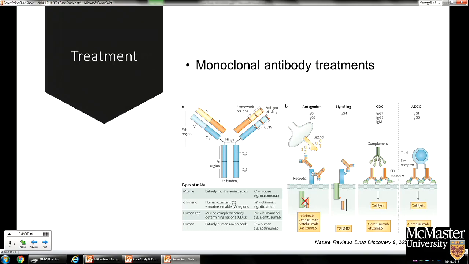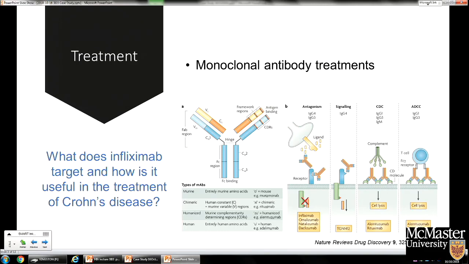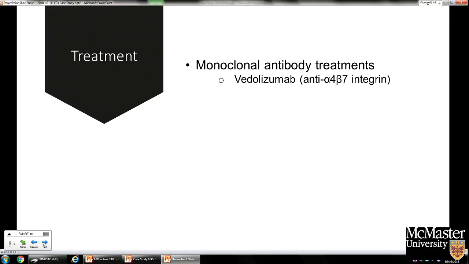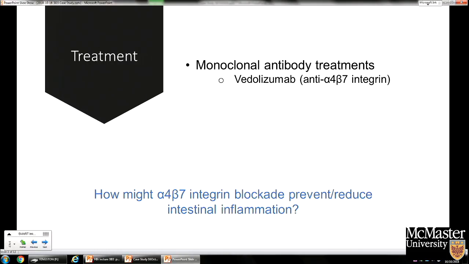One of the monoclonal antibodies involved in the treatment of Crohn's is infliximab. I would like for you to look at the target of infliximab and how that may be used to treat Crohn's. A newer monoclonal antibody treatment called vedolizumab targets the alpha-4 beta-7 integrin. So it blocks this. What you'll have to do here is look at where alpha-4 beta-7 is expressed and how this blockade may prevent or reduce intestinal inflammation associated with Crohn's.